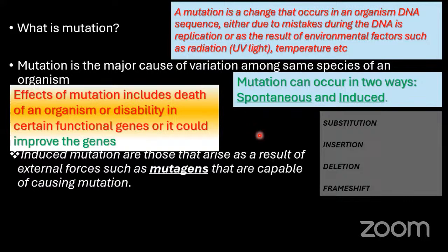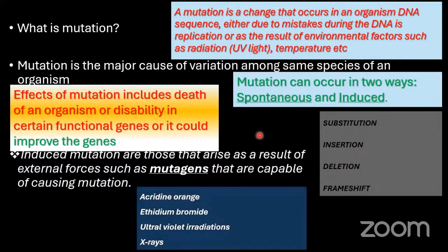And why are they possible? Because these elements have the ability to intercalate. They can insert themselves inside the DNA sequence and alter it directly. When they alter it directly, it could lead to mutation. What are examples of mutagen? We have acridine orange, we have ethidium bromide, we also have ultraviolet radiation and X-rays.